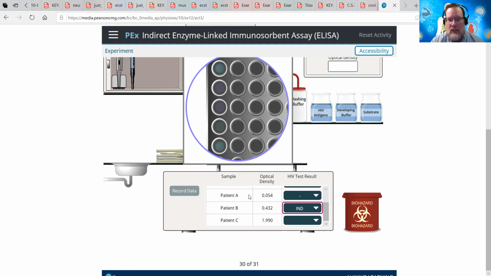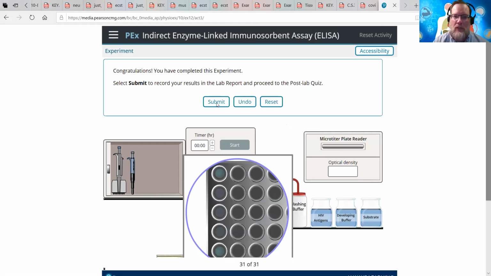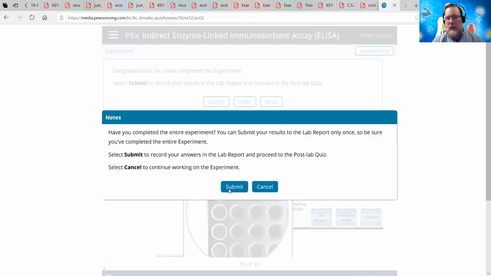Now, patient C, looking a lot like the positive control group, 1.99. That's well over 0.5. They would be considered a positive. And that's it. Congratulations. You did your lab. So you submit.